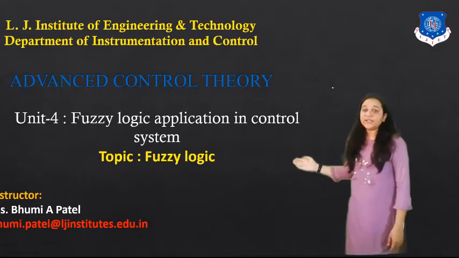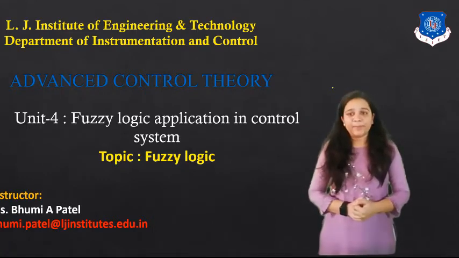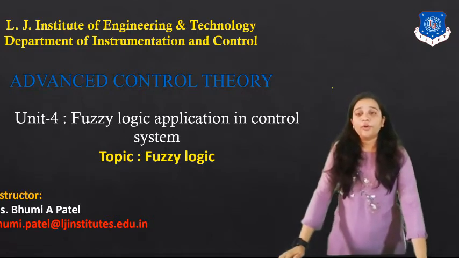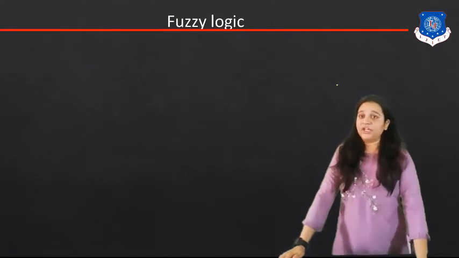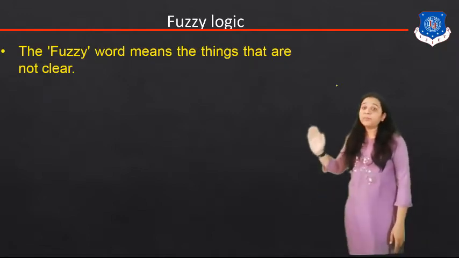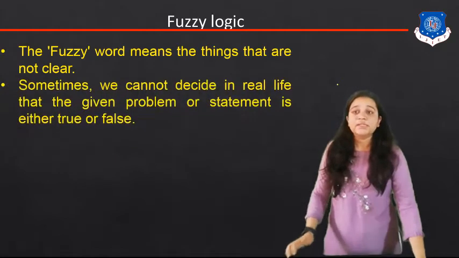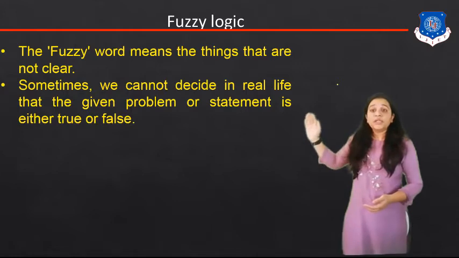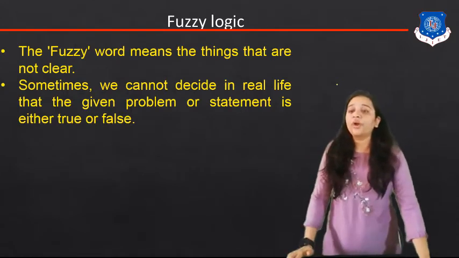Today our topic is fuzzy logic in Unit 4, fuzzy logic application in different control systems. First of all, we will learn what fuzzy logic is and where it is applicable. The word fuzzy means things that are not clear. Sometimes in real life we cannot decide whether a given problem or statement is either true or false.